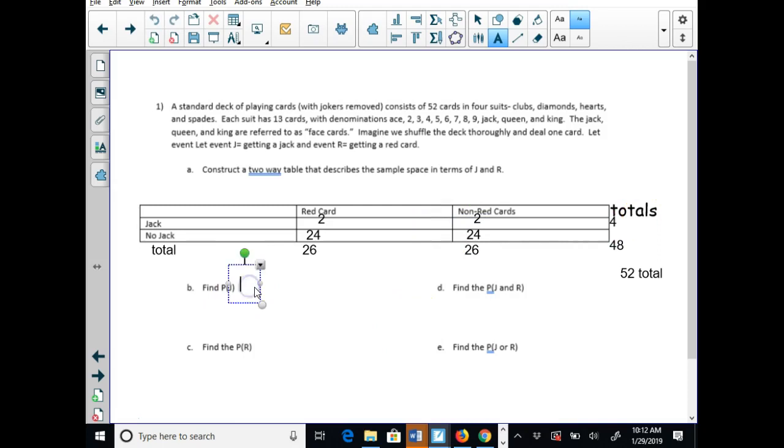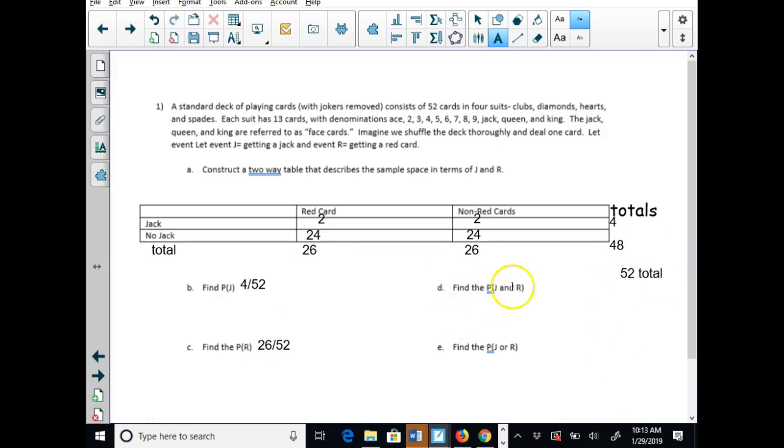Okay, I'm going to do all of number 1 with you just to get you guys started. Find the probability that we get a jack card. So how many total jacks are there? Well, there's a total of 4 jacks, divided by how many total cards? 52 total cards. Find the probability of having a red card. Okay, well, how many red cards do we have total? We have 26 red cards divided by 52 total.